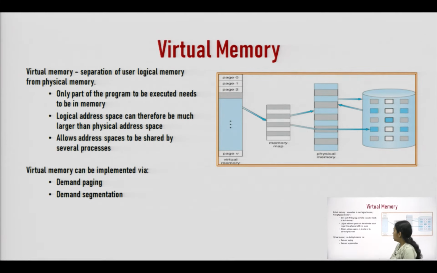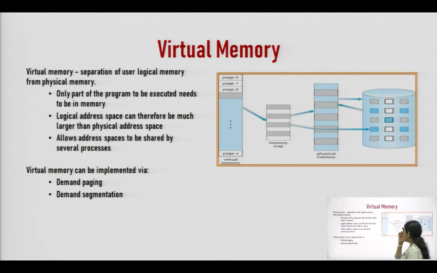Fine. So, it is basically a separation of user logical memory from physical memory. Only part of the program to be executed needs to be in the memory. A part of a program that need not be currently executed, we need not save into the physical memory at that particular point of time. Logical address space can therefore be much larger than the physical address space. It also allows the address space to be shared by several processes.